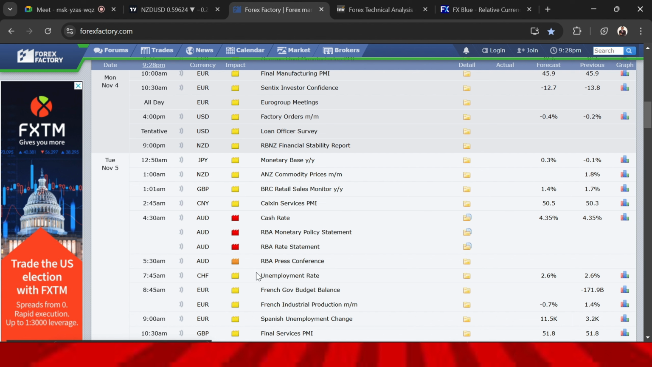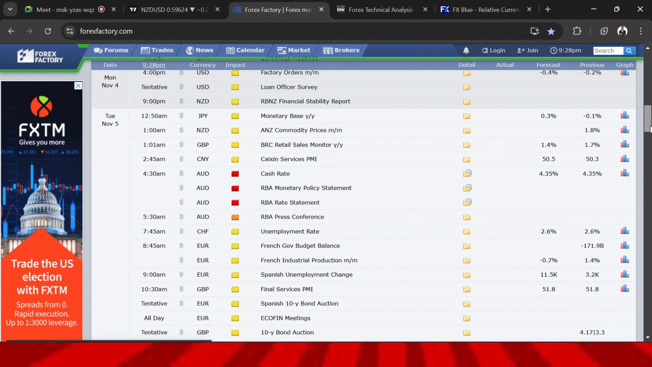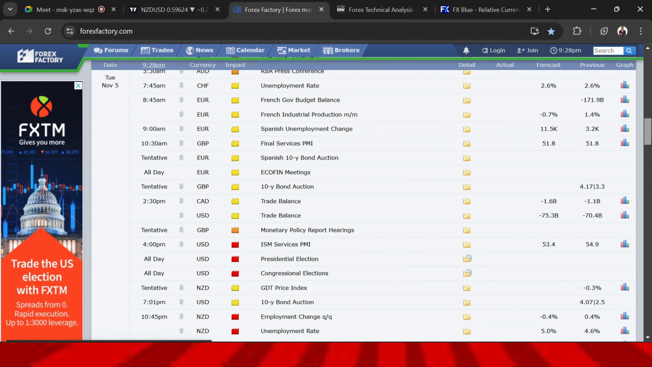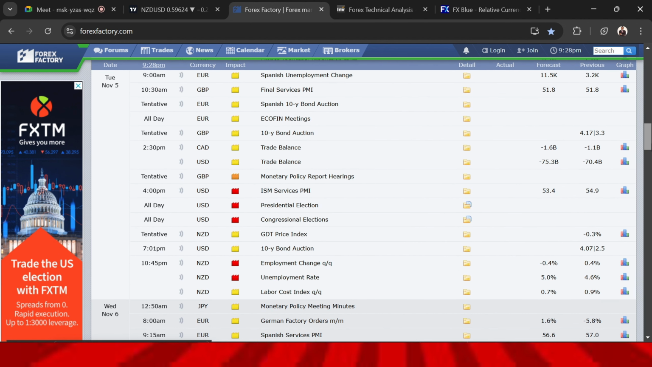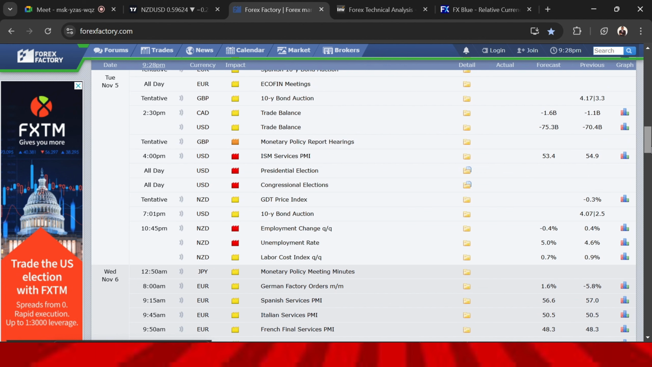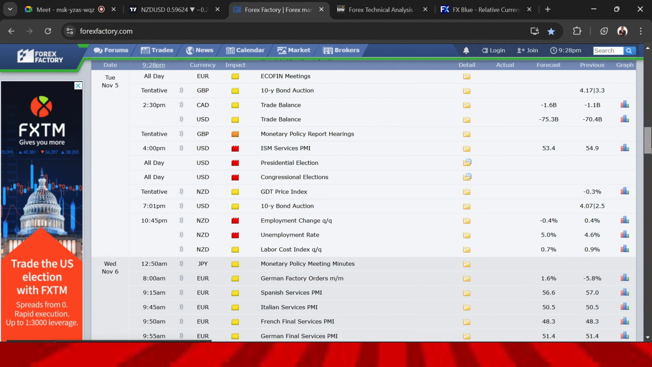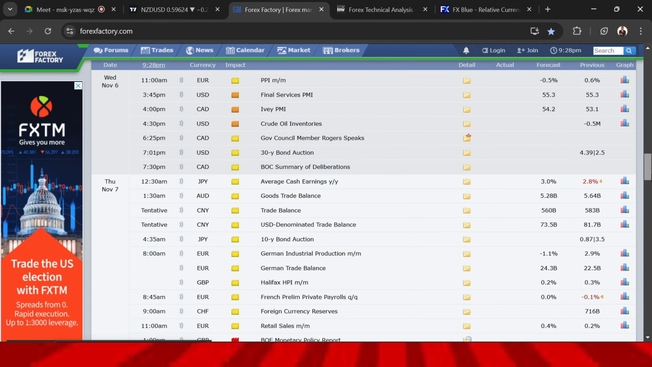Then the unemployment rate in Switzerland will also help us to update that rating. And then you are seeing ISM manufacturing PMI on that Tuesday. So Tuesday on the 5th, you will be seeing some activities. Monday, you might not see much activity. Then Wednesday, you will also see some.